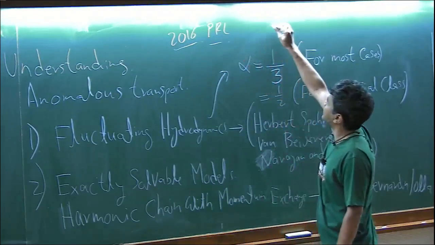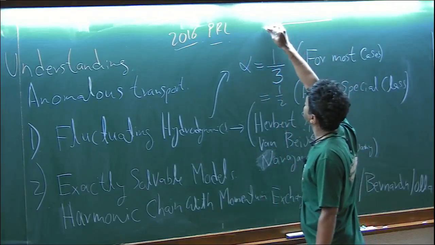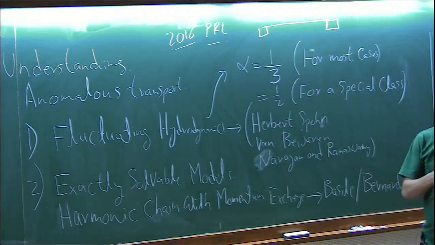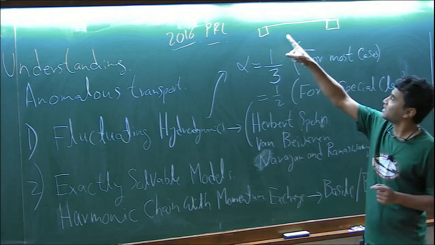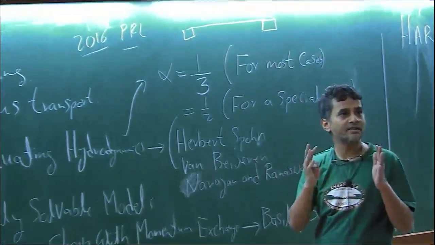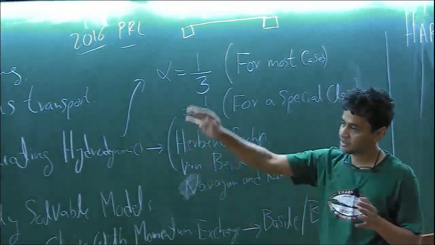where they actually take a suspended nanotube. They made a millimeter-long nanotube, which is very hard. They take a long nanotube and measure the conductivity for different system sizes, and they get this sort of a divergence.